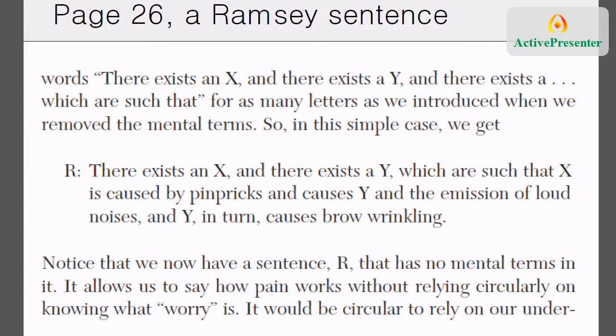Okay, then we have to add this, there exists an X, there exists a Y business, and that makes it what we call a Ramsey sentence. So there exists an X and there exists a Y, which are such that X is caused by pinpricks and causes Y, and the emission of loud noises, and Y in turn causes brow wrinkling. So we now have a sentence R that has no mental terms in it. It allows us to say how pain works without relying circularly on knowing what worry is.